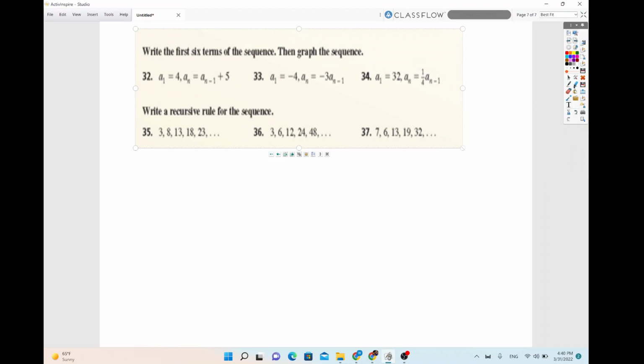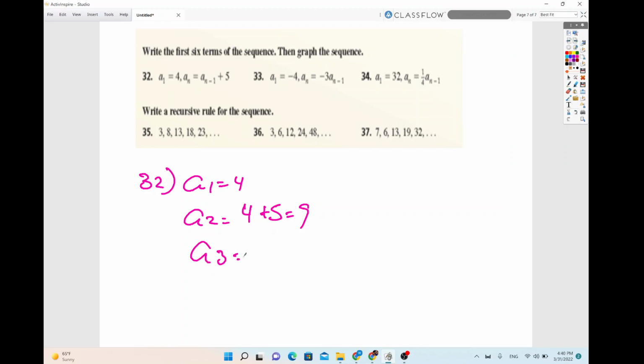So the first one is relatively easy. The first term is given already, which is 4. And then for the second term, we plug in a number. A sub n minus 1 means the number we found from the previous term. So 4 plus 5, then that'll be 9. And then a sub 3, using whatever we had previously, you want to add 5. So a sub 3 will be a sub n minus 1 plus 5, which is 9 plus 5. So it's going to be bigger.